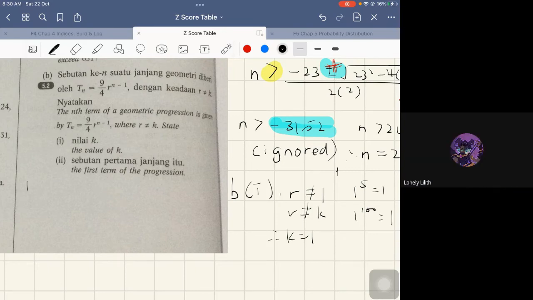Teacher, wait, so you're saying that k is 1? Yeah, k is 1. But what's stopping k from being 0? Because r can't be 0 either.